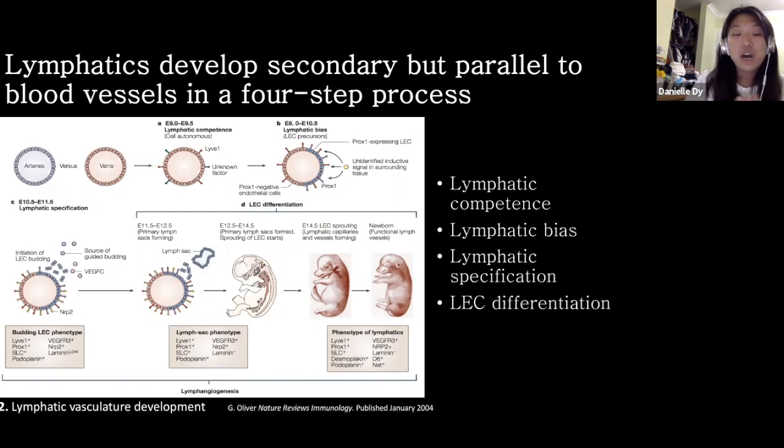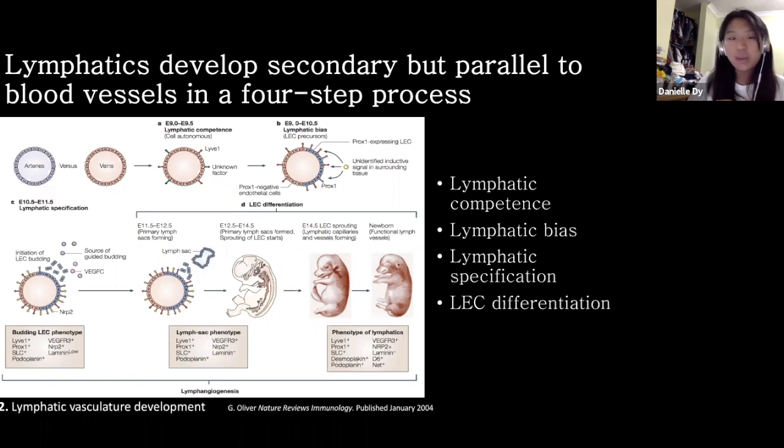Florence Sabin is the name of a scientist who developed the currently most widely accepted model. And he talked about the development of these vessels in a four-step process, which is lymphatic competence, lymphatic bias, lymphatic specification, and LEC differentiation. Just really briefly, LEC stands for lymphatic endothelial cells. So those are the primary cells that we have when we talk about lymphatic vessels themselves.